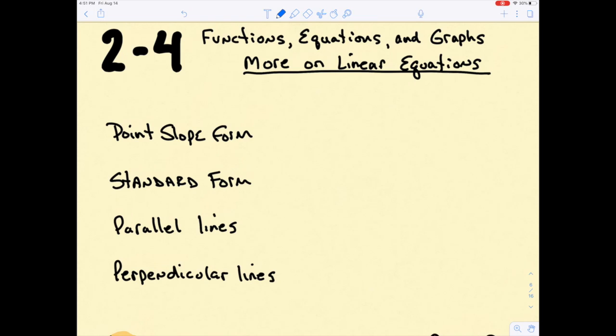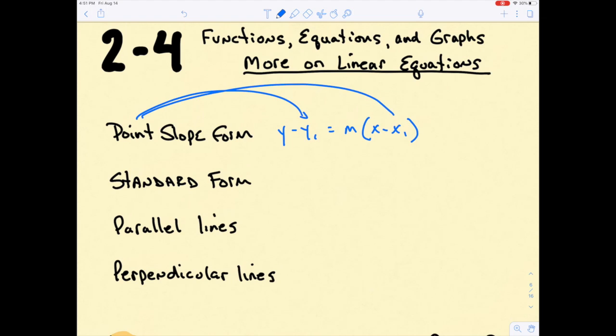Now there are other ways to write linear equations than slope-intercept form, which you saw in the previous video on 2-3. Point-slope form looks like this: y minus y sub 1 equals the slope times the quantity x minus x sub 1. What it allows you to do is take a point and substitute your x and your y in, and the slope, and then you have yourself an equation. So that's why they call it point-slope form. We'll look at one of those in a second.